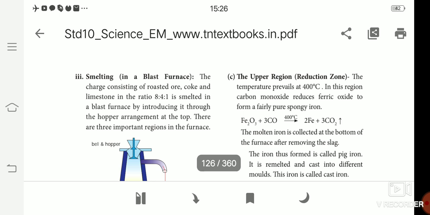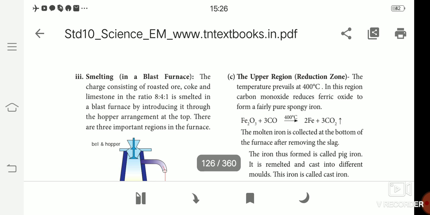Okay, this is the upper region reaction. In the first one, the lower region reaction, carbon reacts in the presence of oxygen to form carbon dioxide. Then in the middle region reaction, carbon dioxide reacts with carbon to form carbon monoxide.